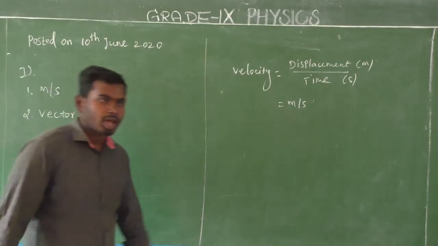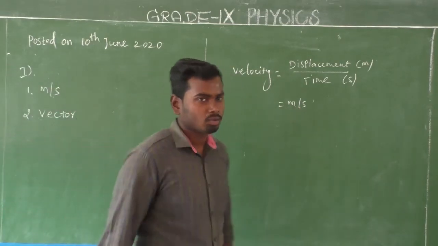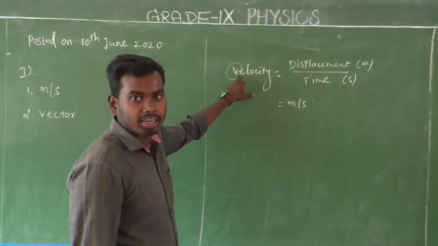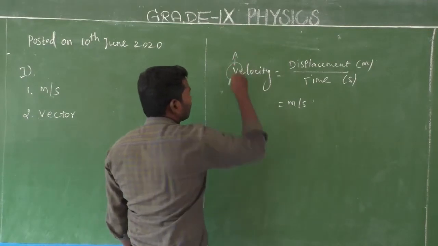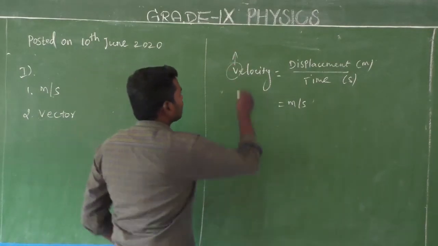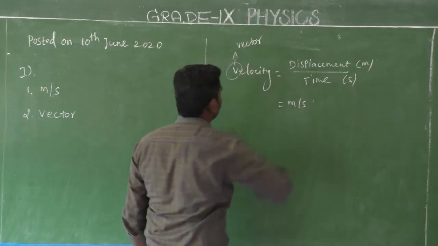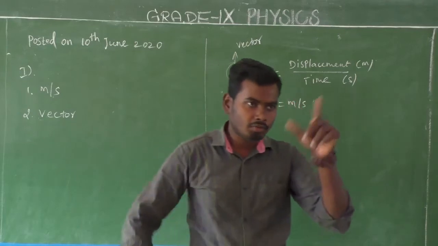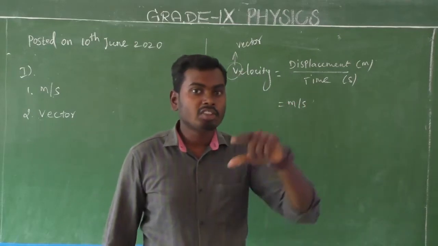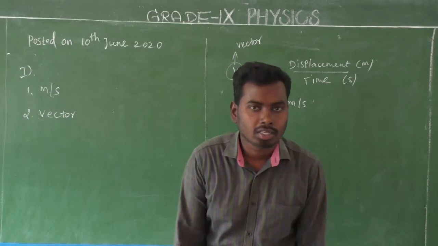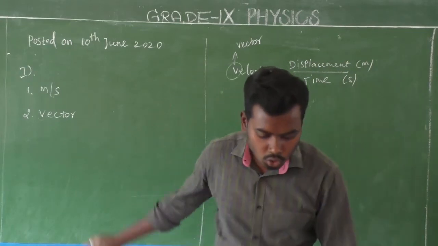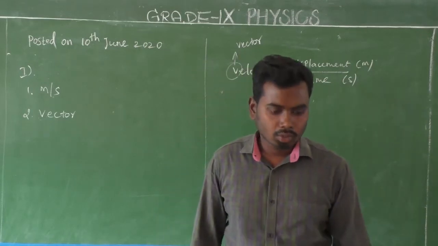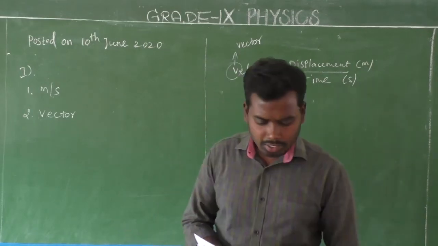Already I have given some idea. The first letter of the word velocity is V, and V specifies vector quantity. But the first letter of the word speed, S, denotes scalar quantity. Is it clear? It's very, very simple, don't get confused. So velocity is actually a vector quantity. Is it okay? Yes.